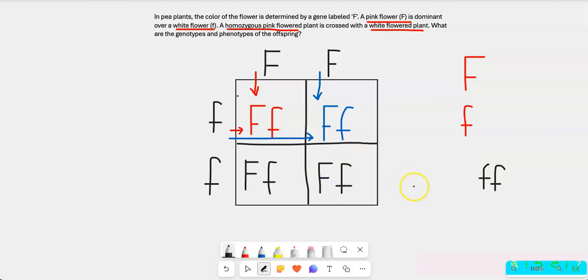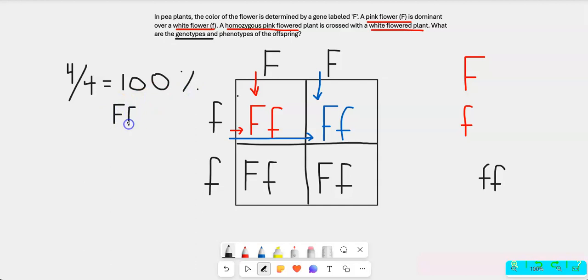Now, we just said that having two of the same alleles would indicate a homozygous offspring or individual. When you have one of each allele, that's what gives you the heterozygous offspring or individual. So for our genotypes from the question, to answer the question, our genotypes would simply be 4 out of 4, or to put that in percent, 100% of the offspring are going to be big F, little f.